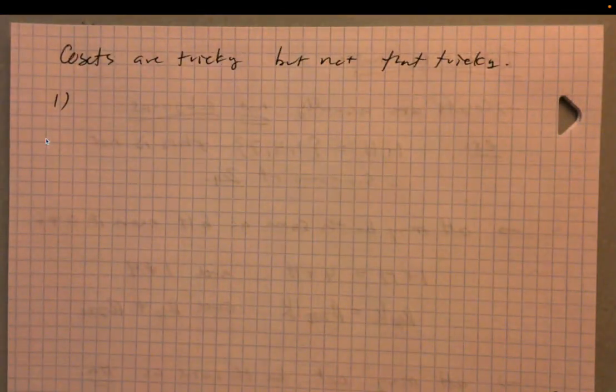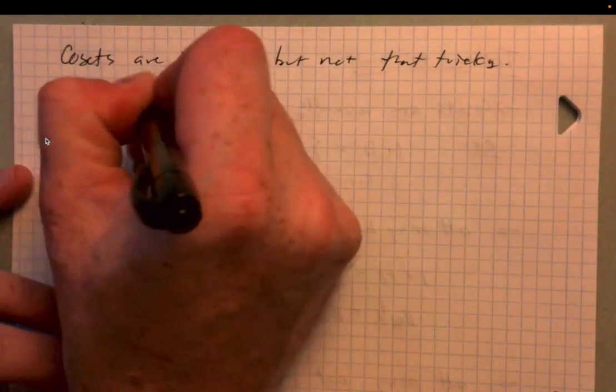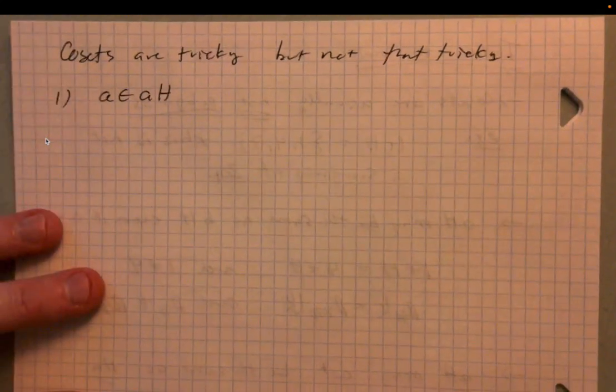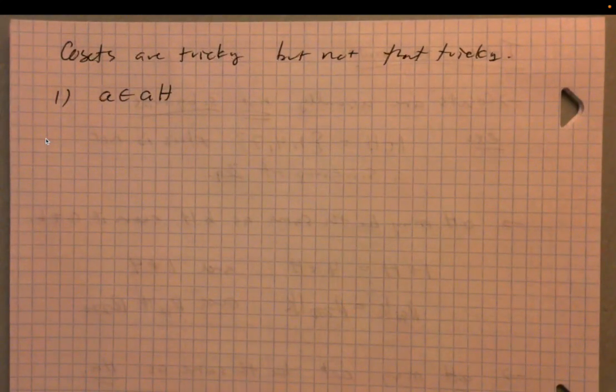What are these things actually saying? Okay, what is the first property saying? Right, property 1 just says that A is in AH. Well, what does that mean? In plain English, what does that mean? The left coset of H containing A does contain A. That's what that means.